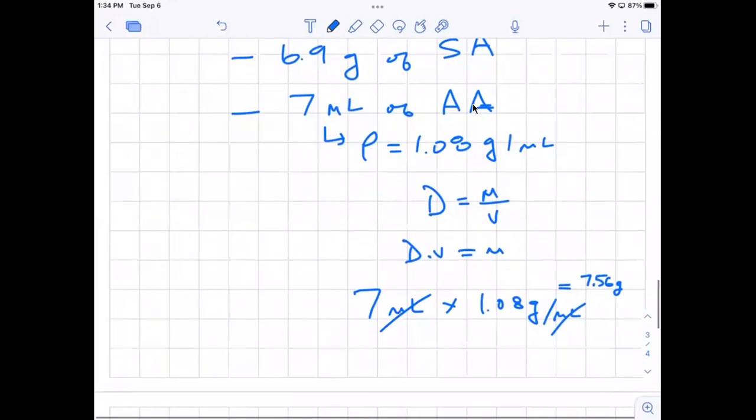On the data sheet, one of the boxes asks you for moles. You can't get to moles without grams, right? Unless you have a concentration, which is in moles per liter, and you have a volume. But for what we're doing right now, we need to get this into grams.